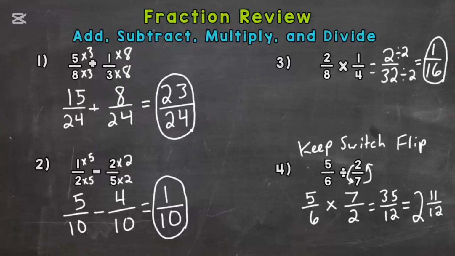So again, I did 35 divided by 12. 2 whole 12s can be pulled out of 35 with 11 left over, and you keep your denominator of 12 the same. And 11 twelfths cannot be simplified, so we are done with number 4.